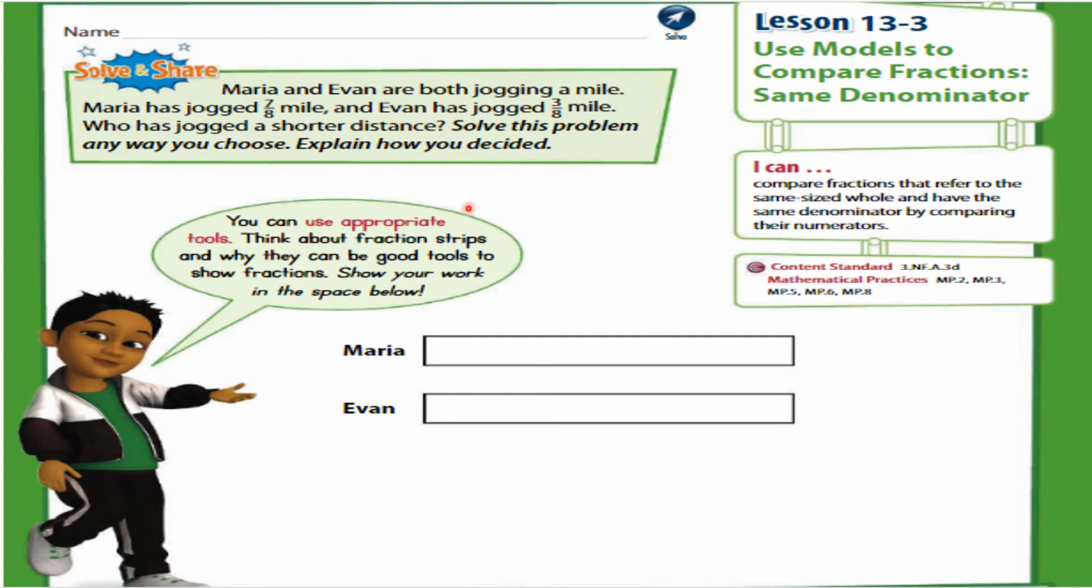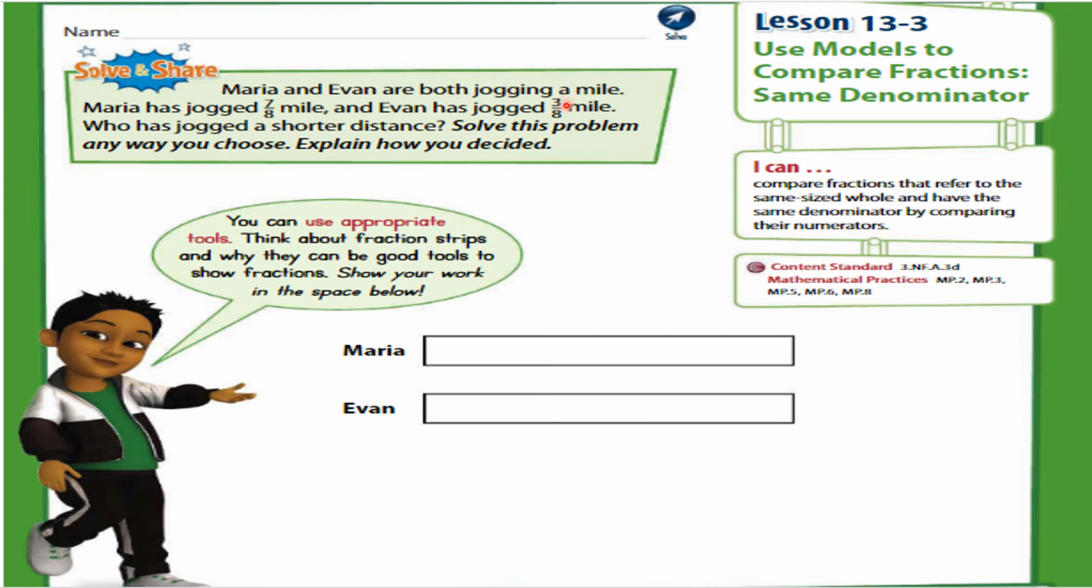So first of all, this is the part for Maria and this is the part for Evan. So what is the denominator for both fractions? Quickly tell me. Excellent, it is 8. So we will divide both tracks into how many equal parts? Excellent, 8 equal parts. So we will color how many parts for Maria? Excellent, 7 parts because she jogged 7/8 mile. And how many parts will we color for Evan?